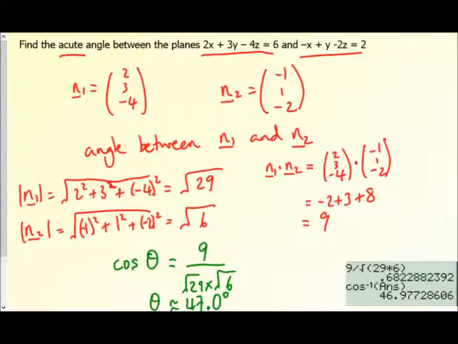Okay, here we are back again. So we're trying to find the angle between the two normals. You should have found the lengths of those vectors, root 29, root 6. You should have also found the dot product of those two vectors, which is 9. Put those together to give you the cosine of the angle, and the angle gives you 47.0 degrees, which is the acute angle that we're after. And that's how you find the angle between two planes.